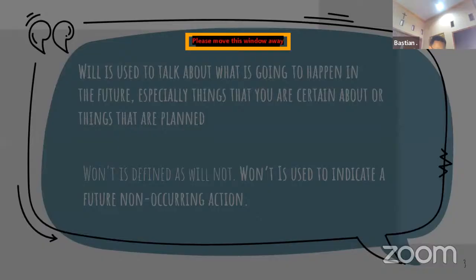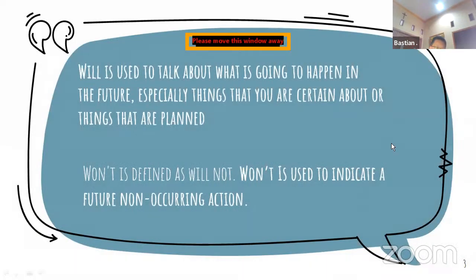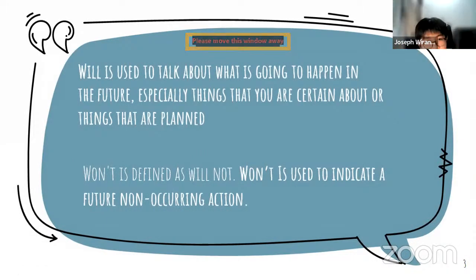Will or won't. Will is used to talk about what is going to happen in the future, especially things that you are certain about or things that are planned. Won't is defined as will not. Won't is used to indicate a future non-occurring action.